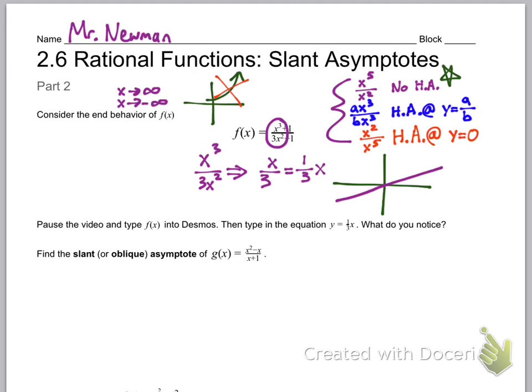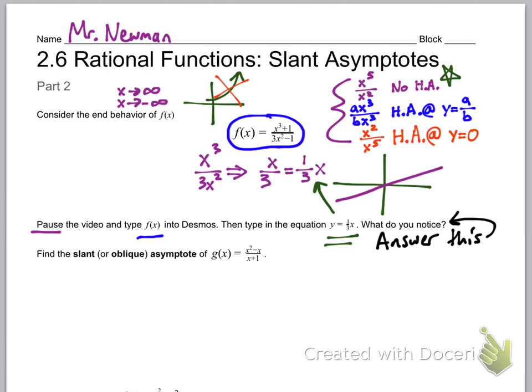So what I want you to do right now, I want you to pause the video and type f of x into Desmos. So f of x, this one right here, I circled it in blue. And then I also want you to type in the equation y equals 1/3 x, that one we got right there, okay? Go ahead and do that right now, and I want you to jot down what you notice. All right, you paused the video. Answer the question here, and if you haven't yet, go ahead and pause it and make sure you answer that, because I want you to bring that to class and share what you notice. I'm going to talk a little bit about what you noticed.